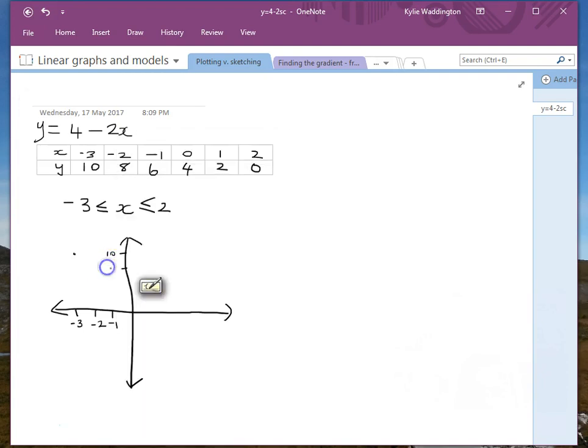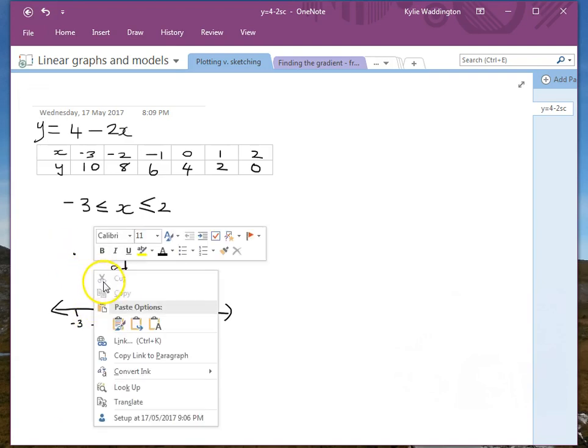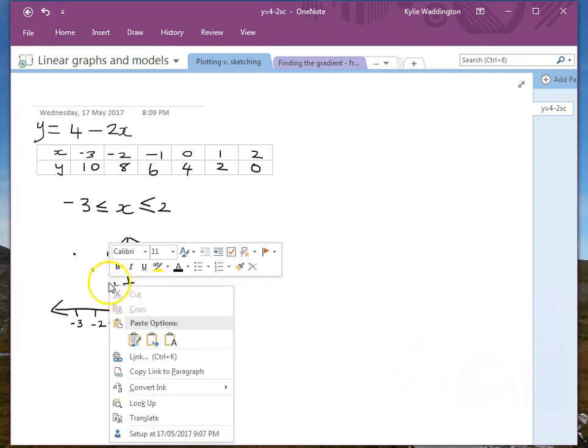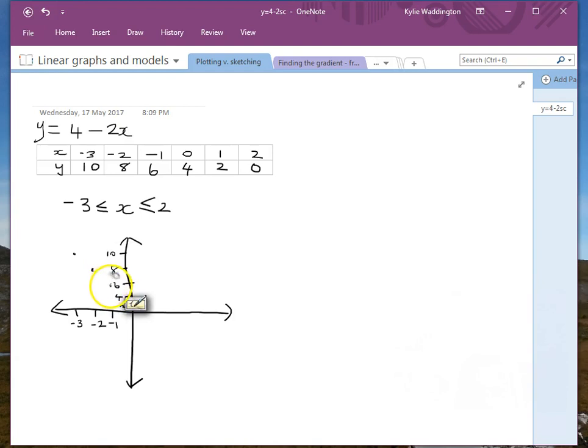Eight, 6, 4, 2, and we plot using that. And then once we've plotted all of our points or coordinates, we then draw a line through them. So you would end up with a line with a whole bunch of plots on them.